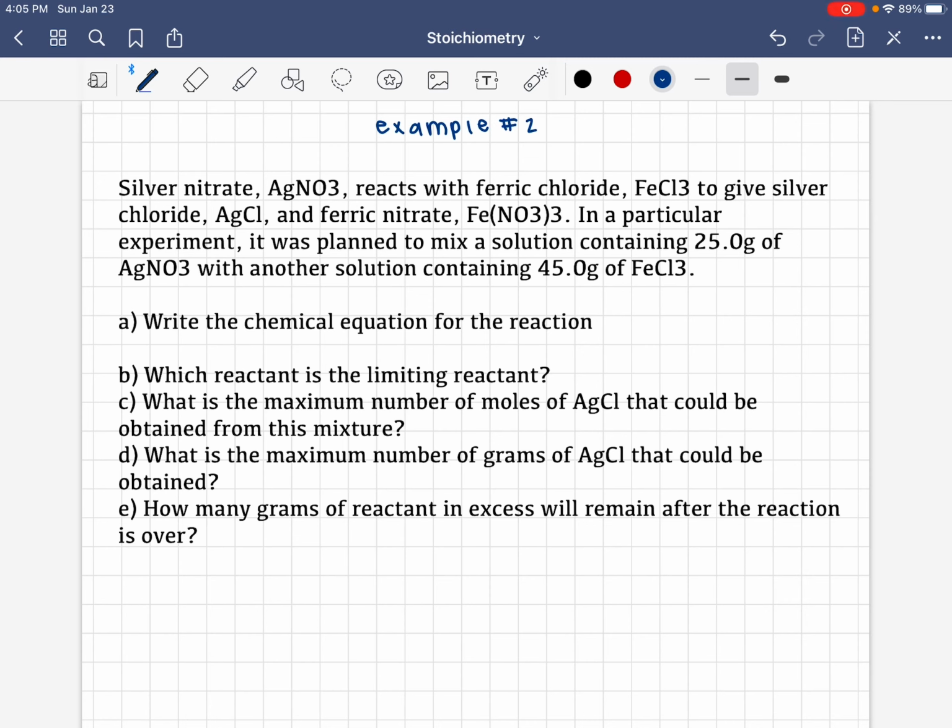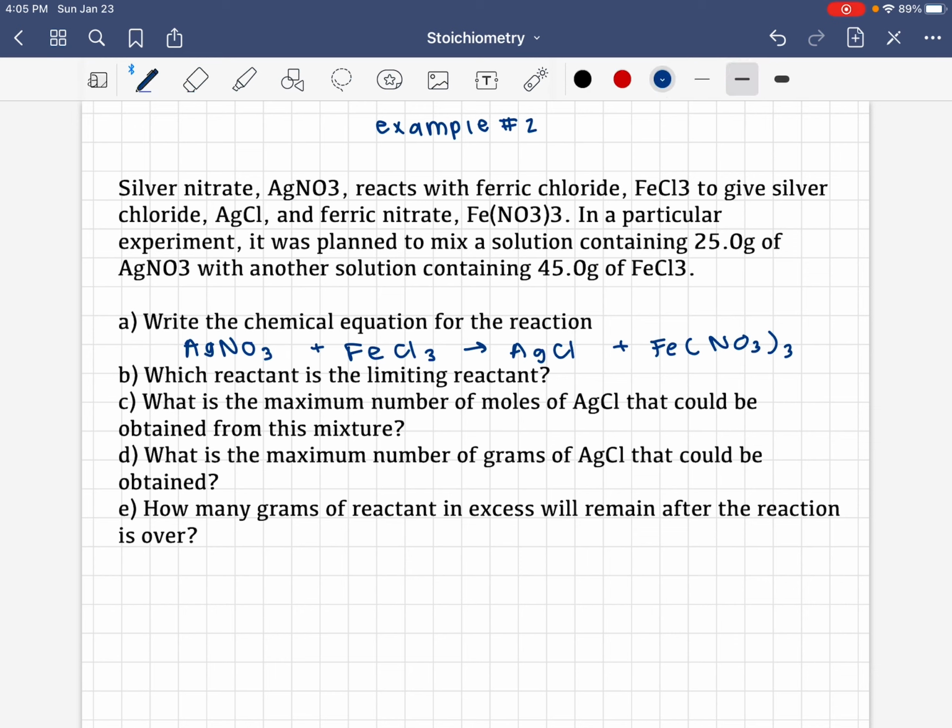So the first thing we need to do is write the chemical equation because they don't give it to us. Looking at our word equation, we see that this reacts with this. What I like to do is write it first and then balance it after. So we have AgNO3 plus FeCl3, and it produces, so "to give" means to produce, it produces this and this. So it produces AgCl and Fe(NO3)3.